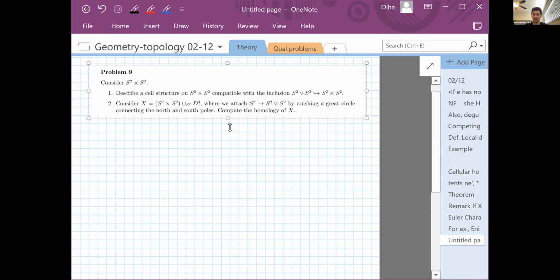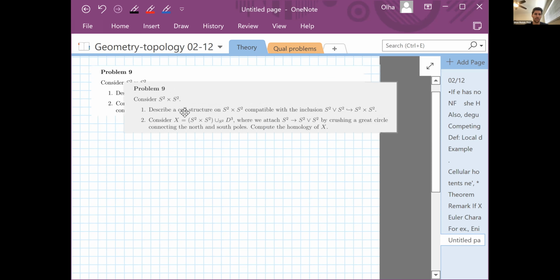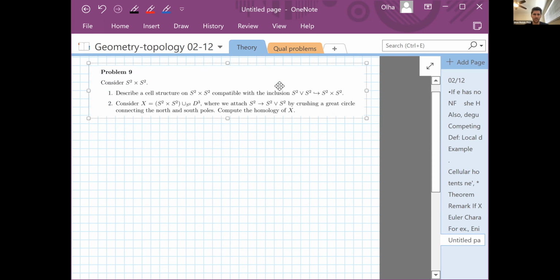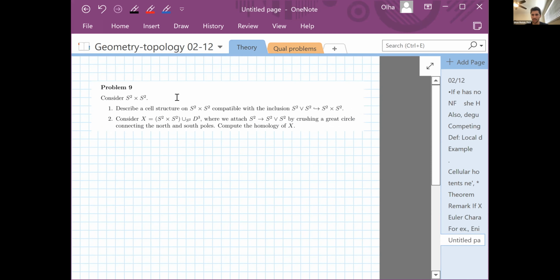Both talks aren't so bad. One of them is cup product and the other is Poincare duality. And if you're not proving anything, it's actually quite nice.